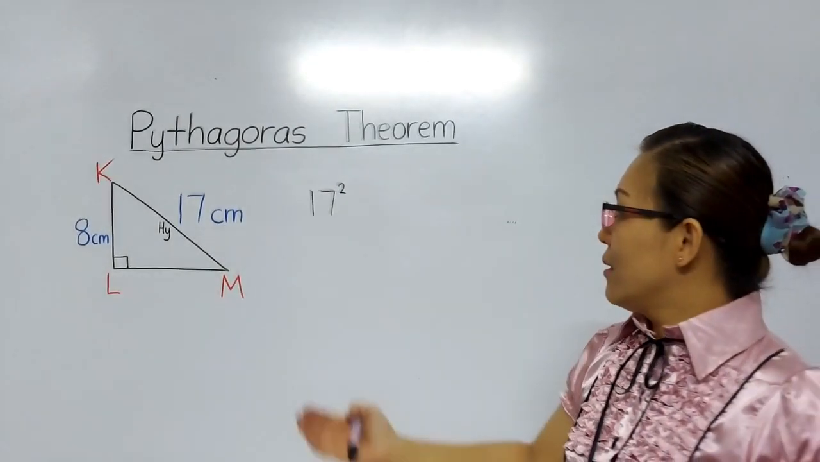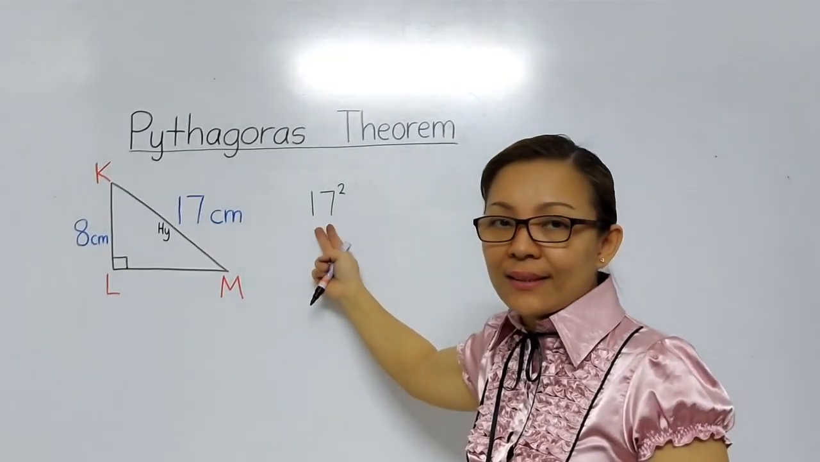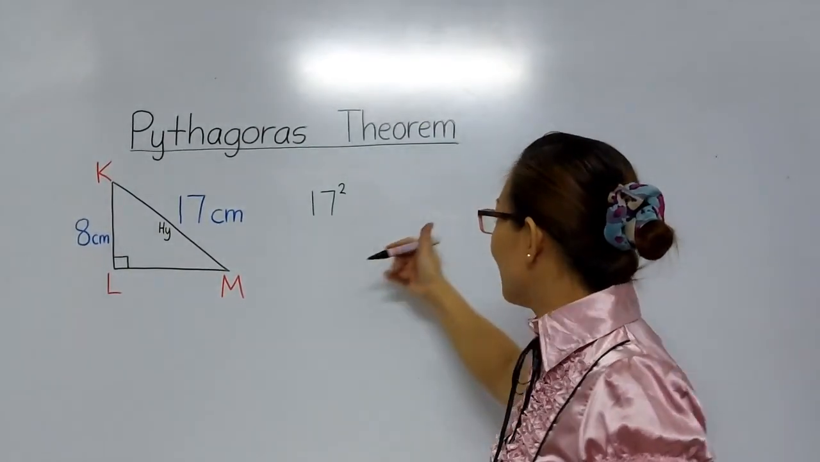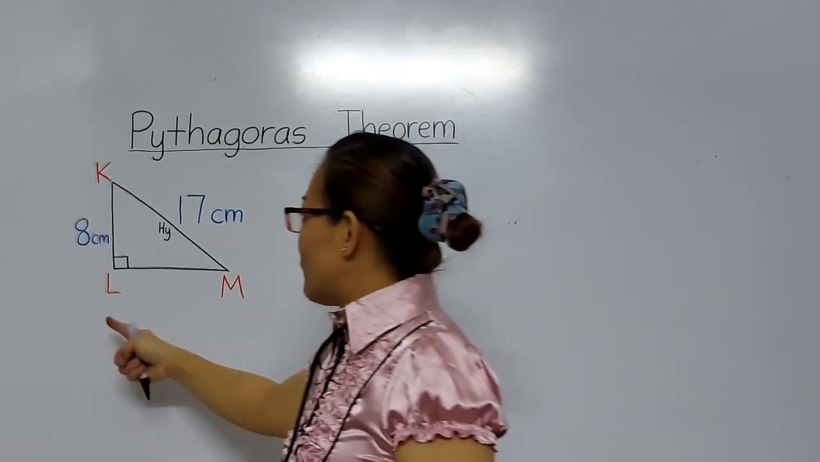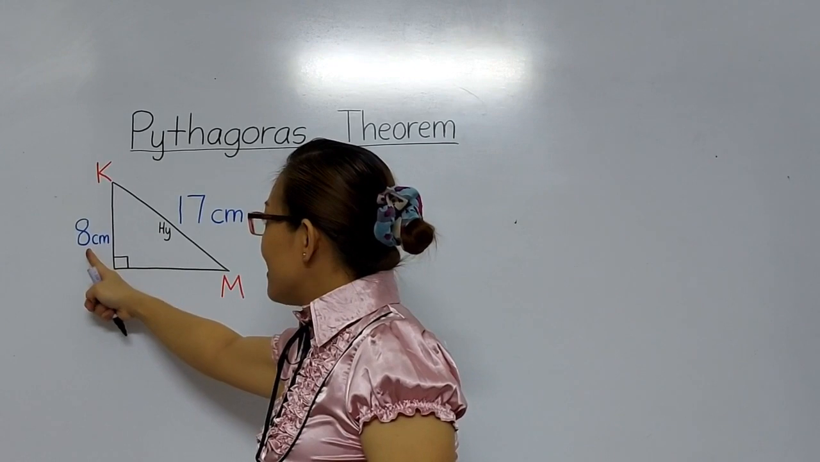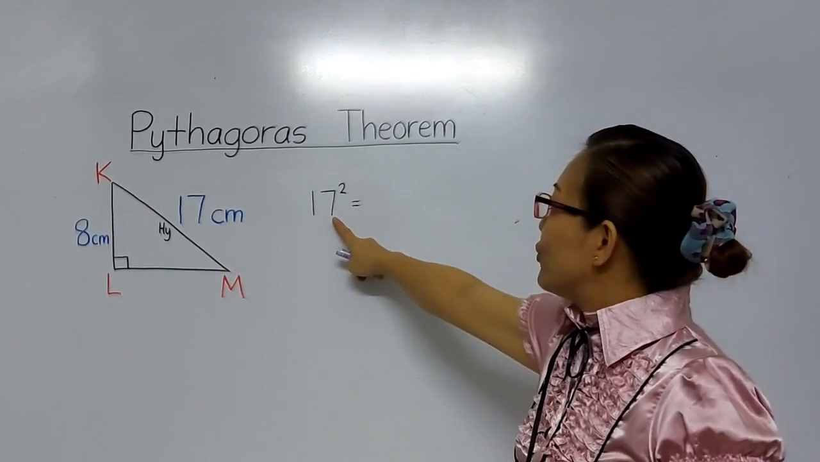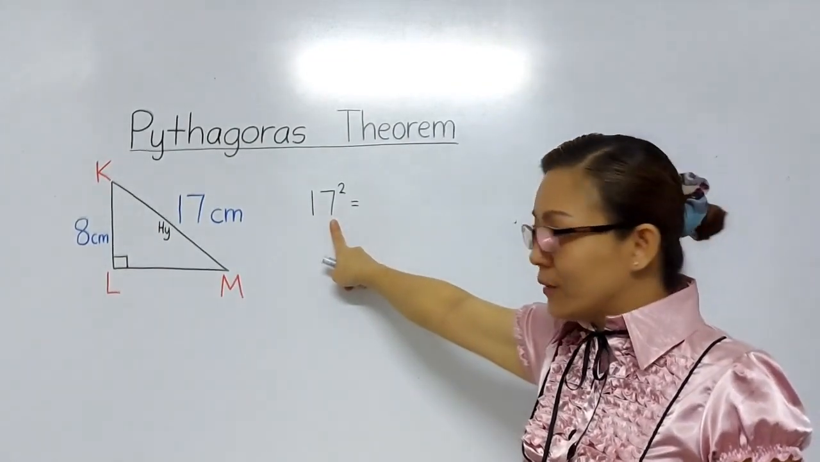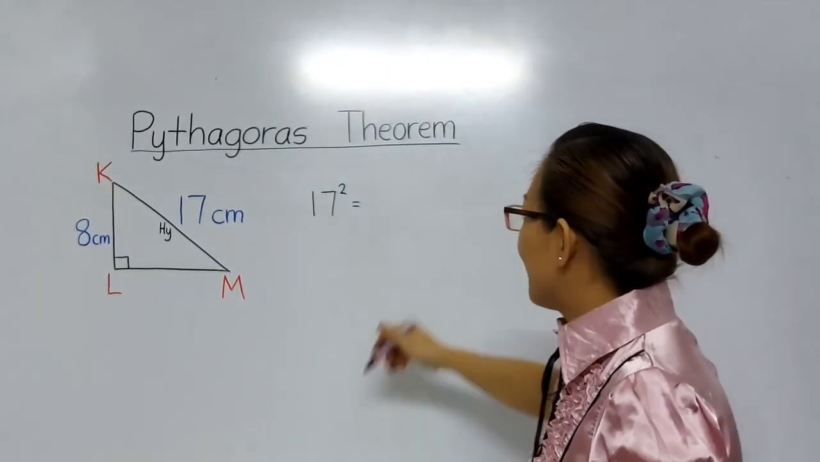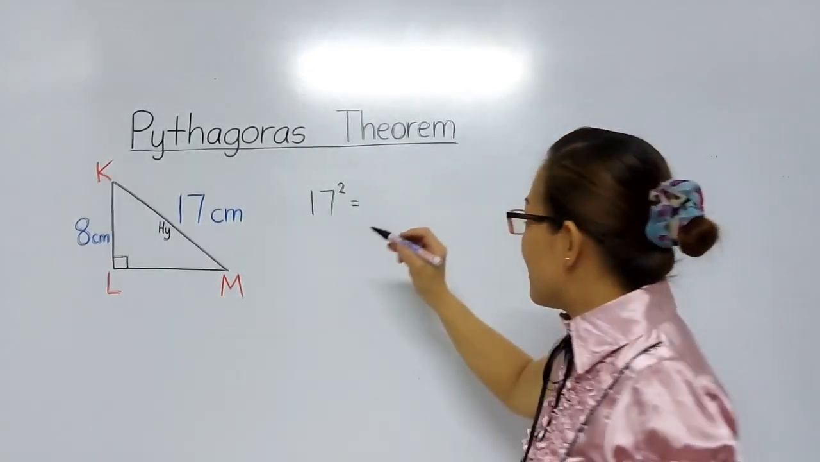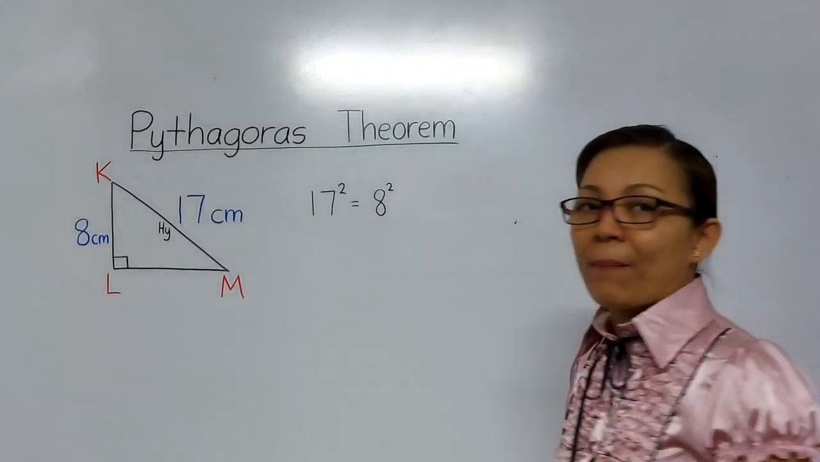17 square. If you are given the measurement here, you start the sentence by writing the numbers. 17 square equals, next, you can either write this or this. It doesn't matter. As long as you start your sentence with hypotenuse, then you can choose either one. So I choose to use 8 cm. Next number we write 8 square.